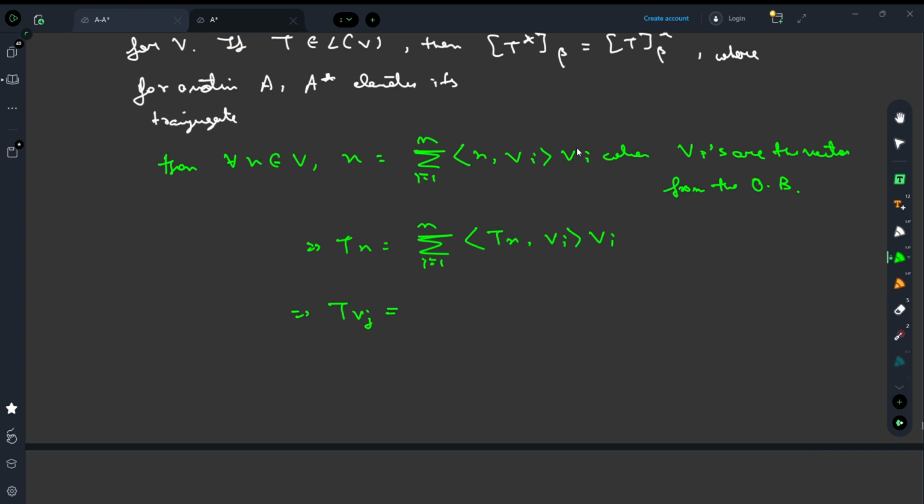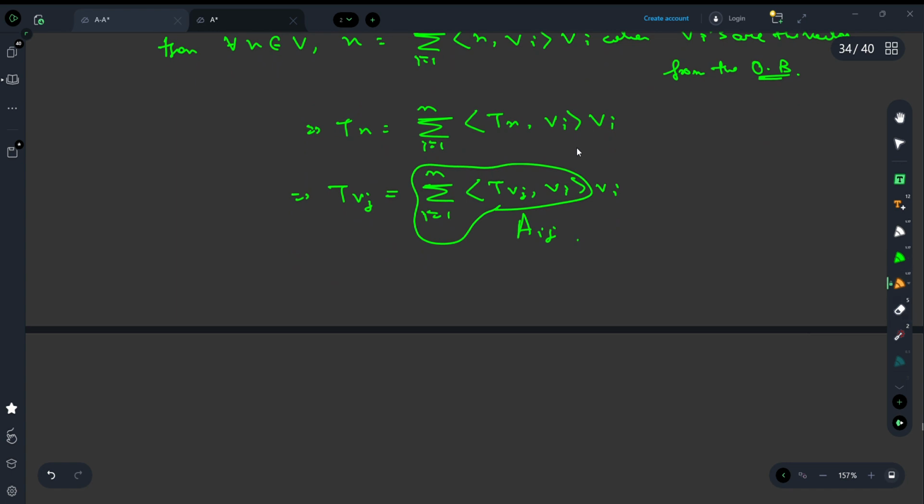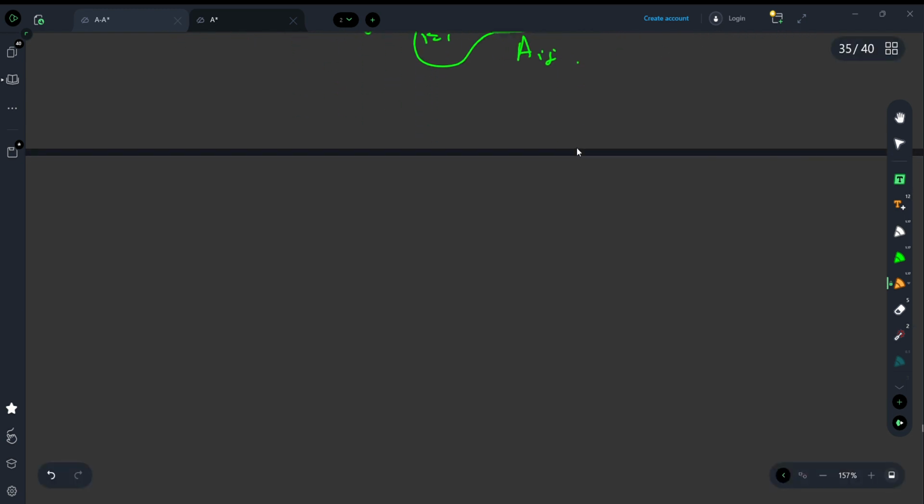But since T is a linear operator, Tx is also a vector from V. So Tx can be written as the summation over i equals 1 to n of the inner product of Tx with vi, times vi. What then is T of vj, where vj is again a vector from the orthonormal basis itself? It is the summation over i equals 1 to n of the inner product of T of vj with vi, multiplied with vi. This is a matrix representation. If you carefully observe, we can choose this to be the matrix Aij. We will necessarily require this to complete this proof.